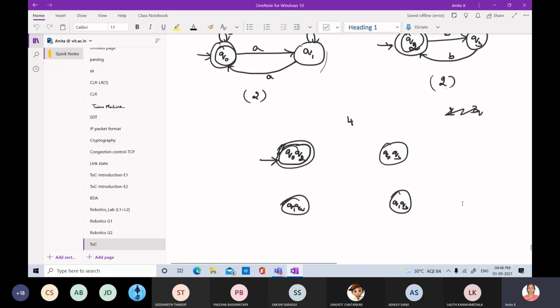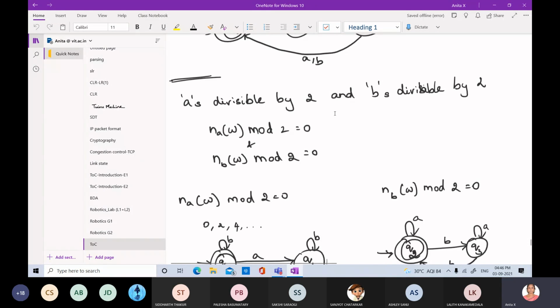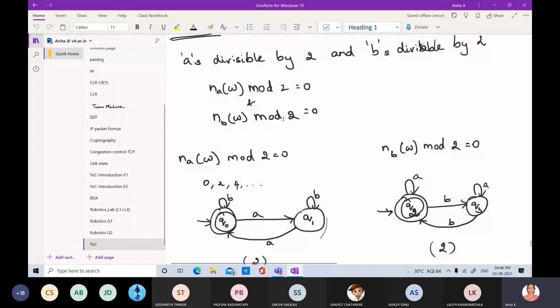Okay, in the last class we discussed designing the finite automata for a language over the alphabet of A's and B's, where the number of A's is divisible by 2 and the number of B's is divisible by 2. Here we are counting the number of A's in the word, mod 2, which means the remainder is 0. The mod operator gives you the remainder. The number of A's in that word mod 2 is equal to 0, and the number of B's in the word mod 2 is equal to 0. For that condition, we have to design the finite automata.